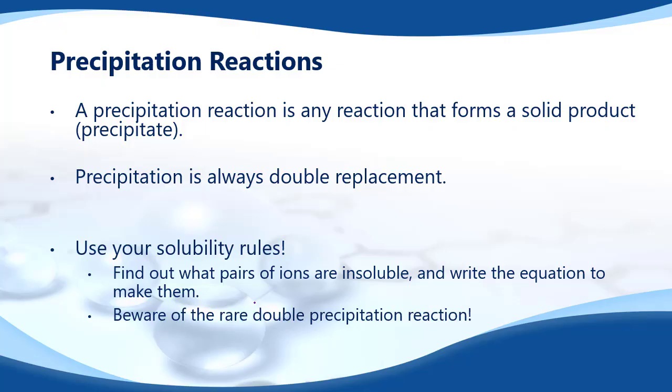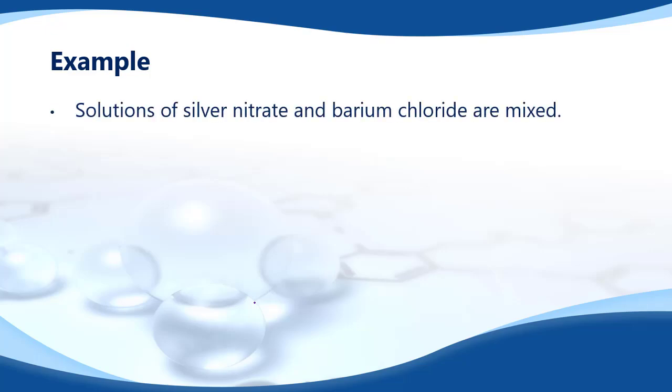All right, so we'll start off with an example. For our example, we have silver nitrate and barium chloride, and we're going to mix those two solutions together. Now we know our ions, right? Silver ion is Ag, its charge is +1. Nitrate is NO3, that charge is -1, so AgNO3. We're reacting that with barium chloride. So barium is Ba with a +2 charge. Chloride is Cl with a -1, so BaCl2.